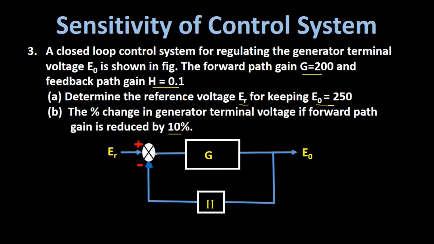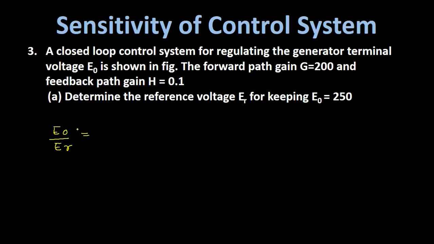For such type of system, the overall transfer function T is equal to G divided by 1 plus GH. Therefore, the output voltage upon input voltage will be equal to G upon 1 plus GH. Now we will put the value of G and H in this equation. G is equal to 200 divided by 1 plus 200 into H, which is 0.1. From here we will get 200 divided by 21.